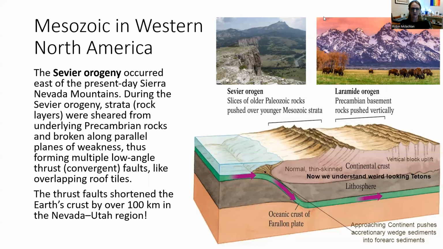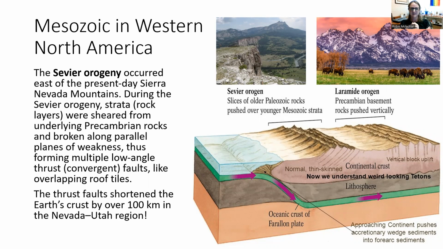Continuing on with the Mesozoic in Western North America, we can see two orogens or orogenic belts specifically created during this time period. The first one is the Sevier Orogeny, and this is east of the present-day Sierra Nevada mountains. During the Sevier Orogeny, rock layers, which are called strata, were sheared off of the underlying Precambrian rocks along planes of weakness that often formed very low angle thrust faults or low angle convergent faults. And it looked like overlapping roof tiles.